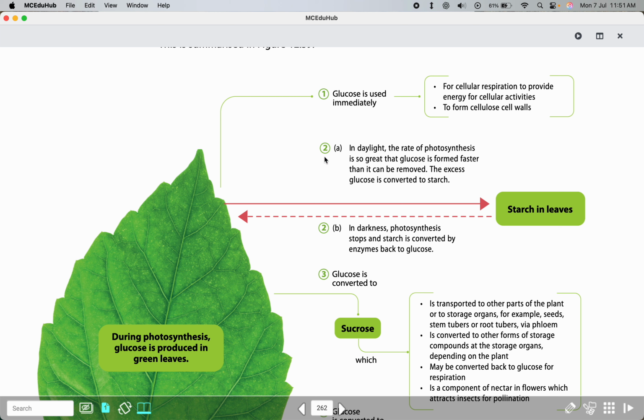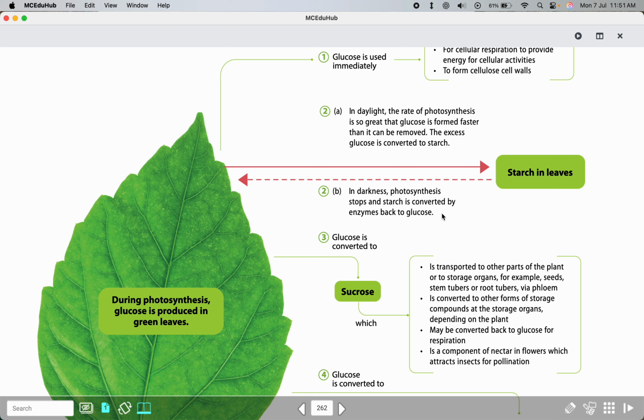Now, this second thing, right, in daylight, when the rate of photosynthesis is great, that glucose is forming faster than it can be removed, this excess, okay, and keyword is excess, don't forget to write the word excess. Excess glucose can be converted into starch. And this is also one of the reasons why we can do the starch test on the leaf to prove that photosynthesis occurs. But in the darkness, right, when the plant is not photosynthesizing, the starch can be converted back into glucose using some enzymes. Okay, specifically we got our amylase, maltase enzymes.